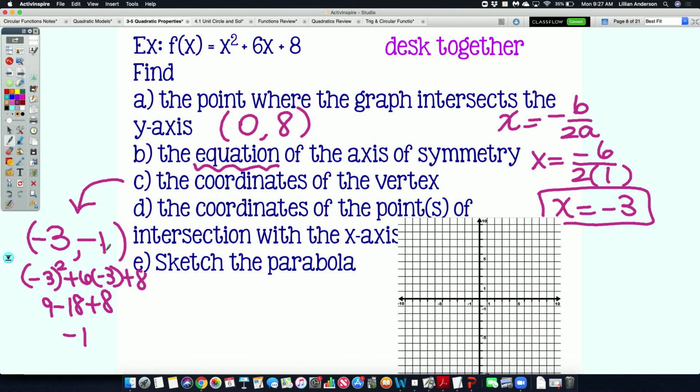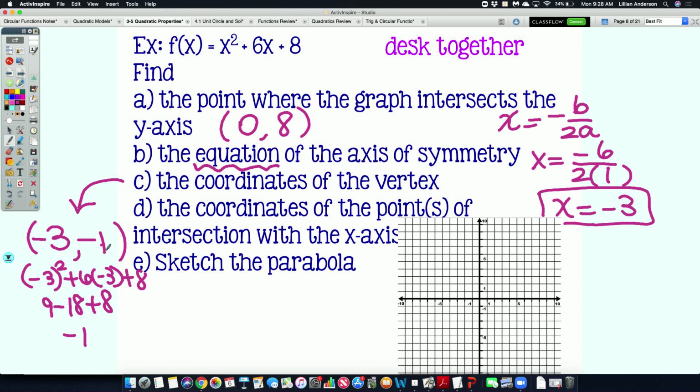Now, it asks to find the coordinates of the point or points of intersection with the x-axis. In other words, it's asking to find what? What's an easier way to say that? Roots, your x-intercepts, your p and q, not your vertex. Find the coordinates of the points of intersection with the x-axis, aka x-intercepts.